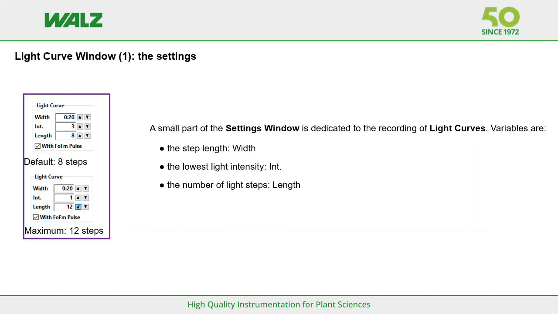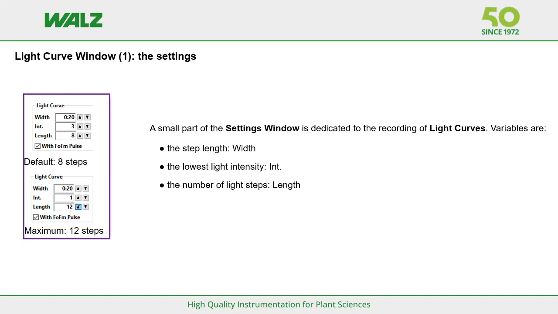The light curve window works similarly. Again, first go to the settings window to define there the light curve protocol. The first parameter is the width. That is the length of each light step. The default value is 20 seconds. I personally use as a standard value for my light curves 120 seconds, that is 2 minutes per light step.